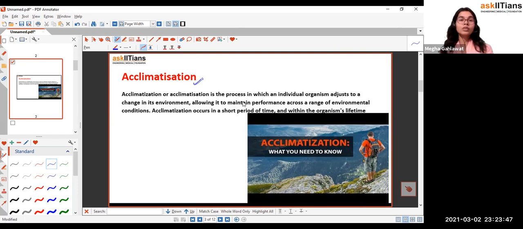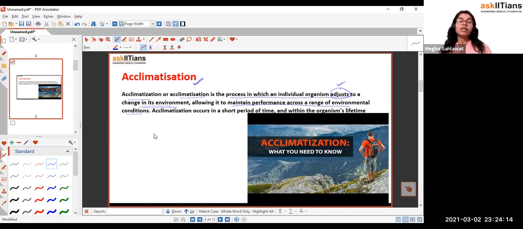So coming to this definition, acclimatization or acclimatisation, you can use both Z and S here, so there's no chance of getting this spelling wrong. And then we have the process in which an individual organism adjusts to a change in its environment, allowing it to maintain performance across a range of environmental conditions.